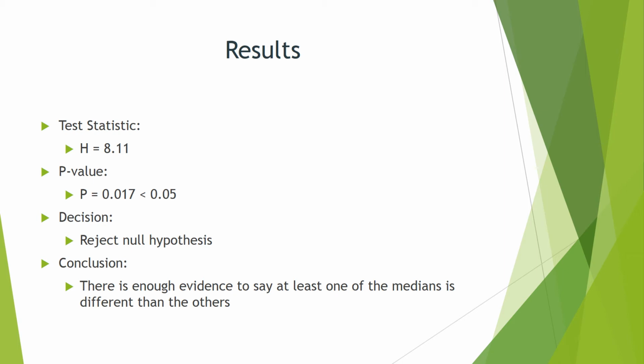H is equal to 8.11. My p-value is 0.017, which is less than 0.05. So we reject the null hypothesis. Now, it did not tell us which one of those 3 are different. It just tells us that there was enough evidence to say at least one of those medians is different from the others. They may all 3 be different from each other, but at least one is different.